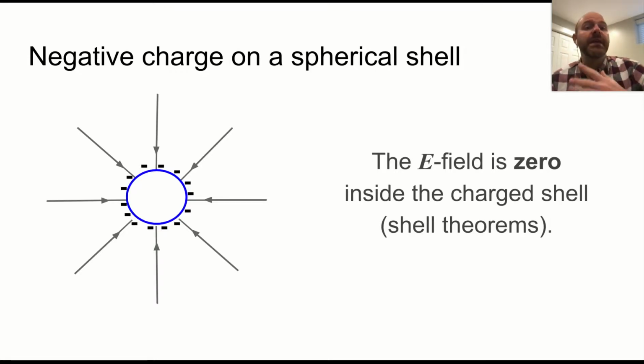You get basically the same pattern if it's negative charge on a sphere. The only difference is inside, there's no electric field because there's no electric force on a charged particle in there because of the shell theorems. So outside, it looks just like a single negative charge, but on the inside, it's zero electric field.